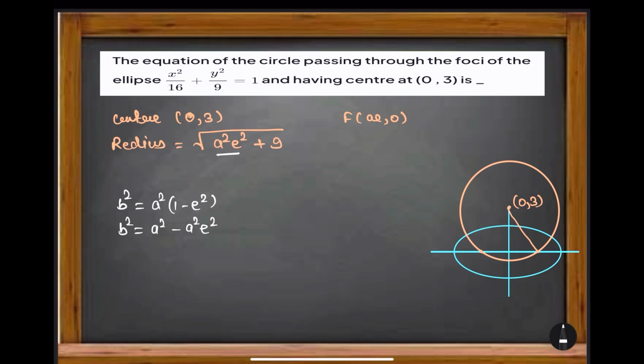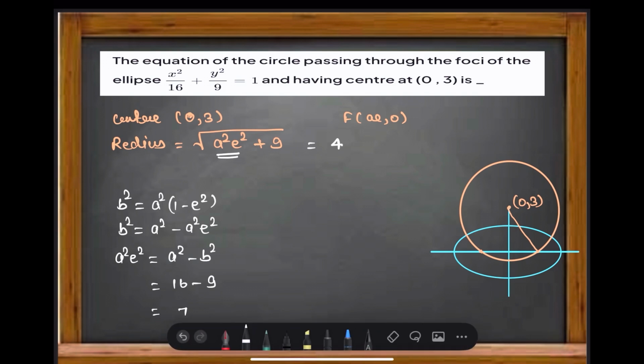Look at this. We want A square E square. So ask this term to come to this side. A square E square equals A square minus B square. You know that A square is 16 minus 9. So it is 7. So if it is 7, 7 plus 9 is 16. The square root of 16 is 4. So you got your radius done.